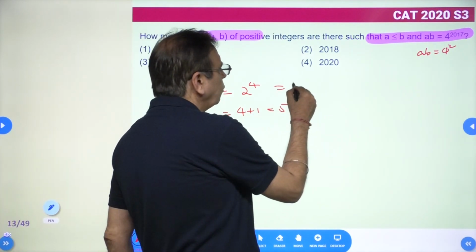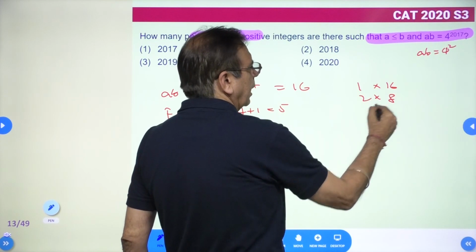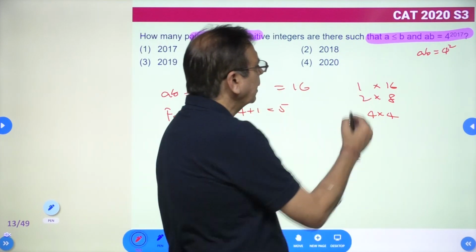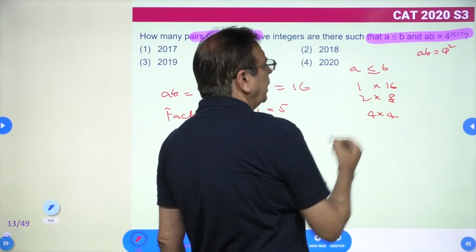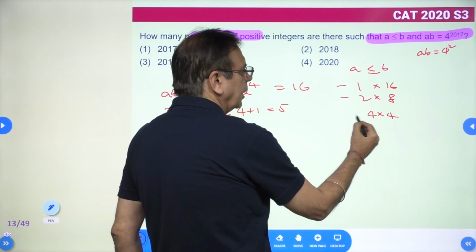Let me write them once. 2 to the power 4 is 16. That means 1 into 16, 2 into 8 and 4 into 4. These are the possibilities. Now, if we are saying A has to be less than or equal to B, how many pairs are possible?